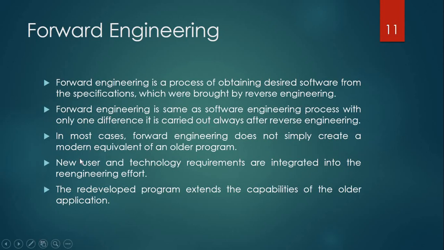The second thing is forward engineering. Forward engineering is the process of obtaining the desired software from the specification which was brought by reverse engineering. It means each and every piece of information that we have derived from reverse engineering, from source code to design to information, will be the starting point of forward engineering. On that specification we will have to engineer a product. Forward engineering is the same as the software engineering process.